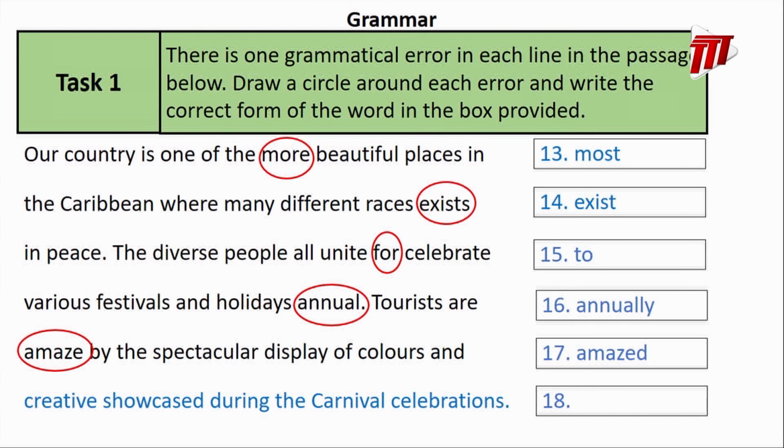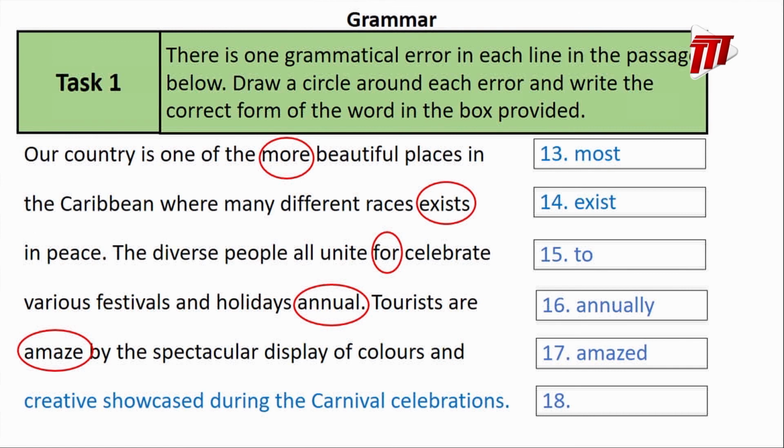So we circle the word amaze and we write what the correct form of the verb should be, amazed. Let's continue. It's the last line, and I know that you're tired. So let's see how we can finish it, and you will know what's correct. Creative showcase during the carnival celebrations. Remember, you can read before and after to figure out what you think is missing.